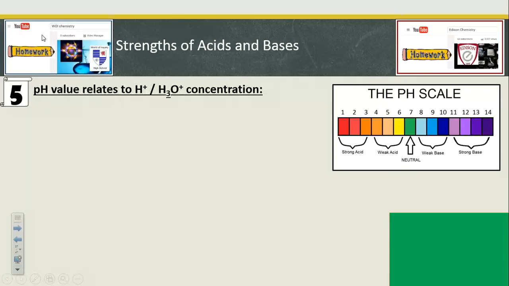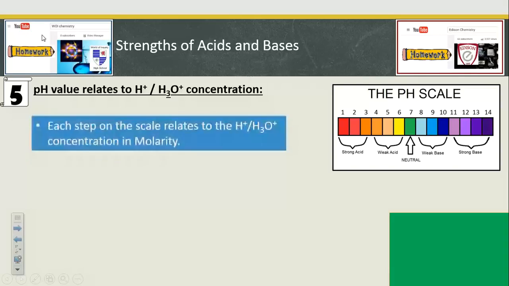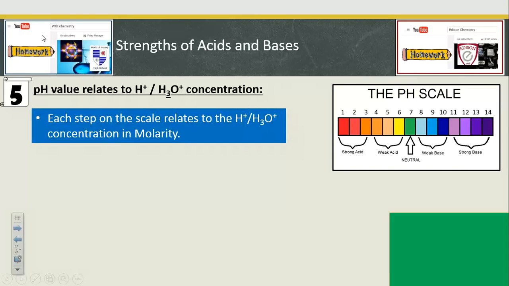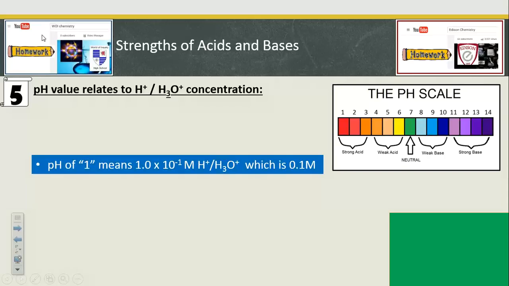Now, how does pH value relate to the concentration of hydronium? This is how it works. Each step on the pH scale relates to the concentration in molarity. A pH of 1 technically means 1 times 10 to the negative 1 moles concentration of hydronium in solution, which is 0.1 molar. So the negative exponent is the pH number. So 10 to the negative 1 means a pH of 1.